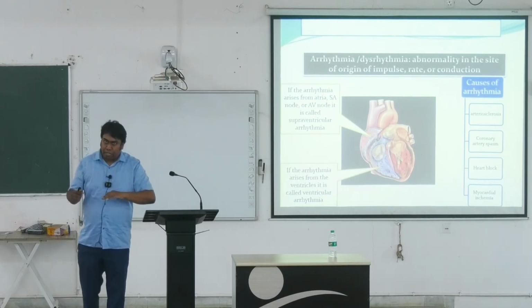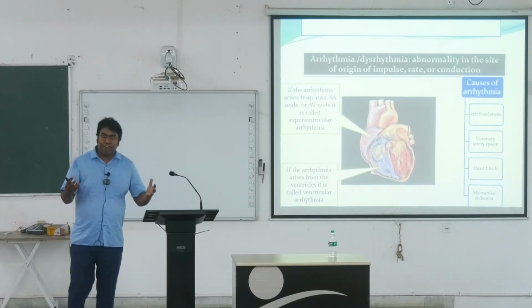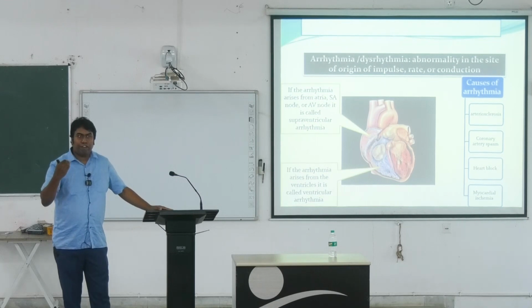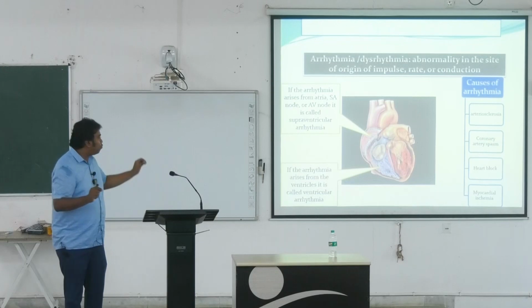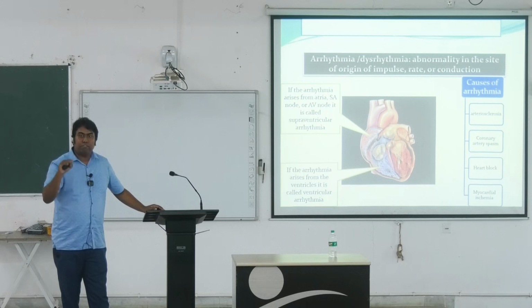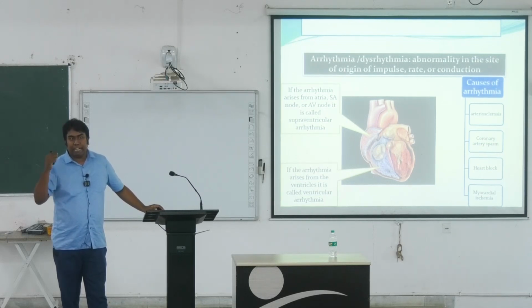Supraventricular and ventricular, which one is more dangerous to life? Ventricular is more dangerous. Why? Supraventricular arrhythmias have a chance to go through the AV node, and the AV node can reduce the number of impulses conducted into the ventricle. Whereas if the impulse is generated in the ventricle, it cannot be reduced.